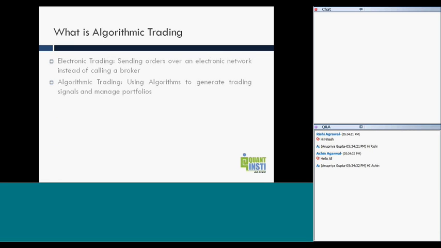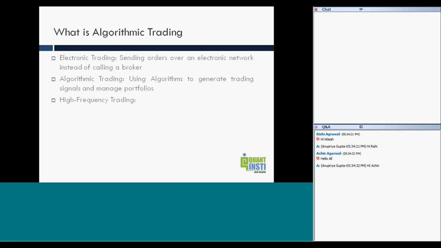Now algorithmic trading is a subset of electronic trading in which you are using algorithms to generate the signals and to generate the orders, and you are sending your orders to the exchange in an automated fashion. So basically there is no human intervention when you are using algorithms. You are replacing human interaction primarily towards building the strategy rather than executing the strategy. The execution is taken care of by the machine itself.